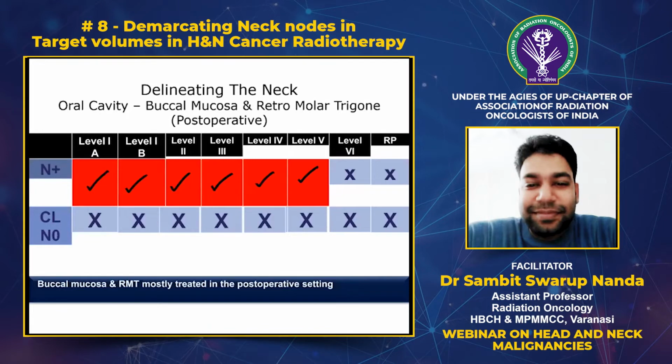As far as the pretracheal or prelaryngeal group of lymph nodes or the retroperitoneal group of lymph nodes are concerned, the chance of involvement is significantly low. So these need not be taken into account.